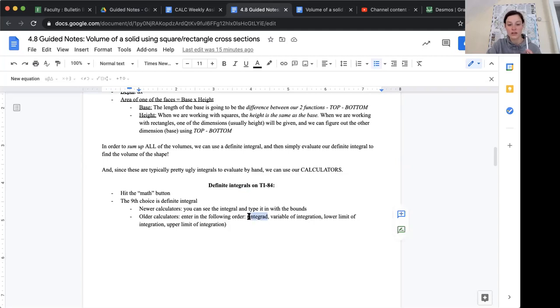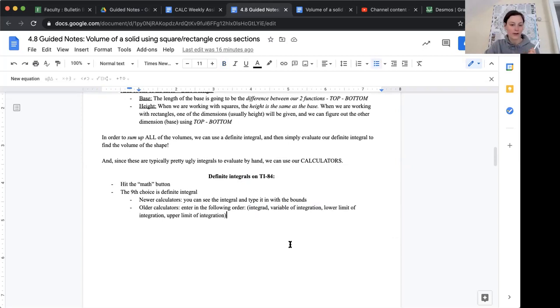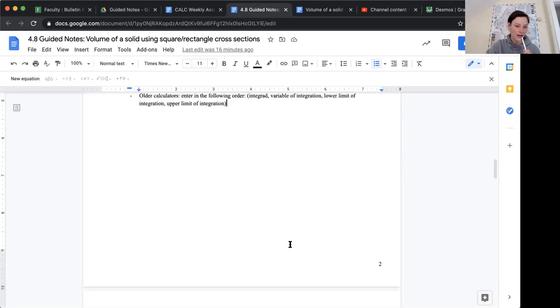That's the function you're integrating. Then comma, the variable of integration, so you would put x or y, usually x, then comma, the lower limit of integration, and then the upper limit, like 0 to 2 or whatever it is. Remember to put those commas in there and close your parentheses. The TI-84 only does definite integrals, so no indefinite integrals. But this is something that I think you have all earned the knowledge to know.